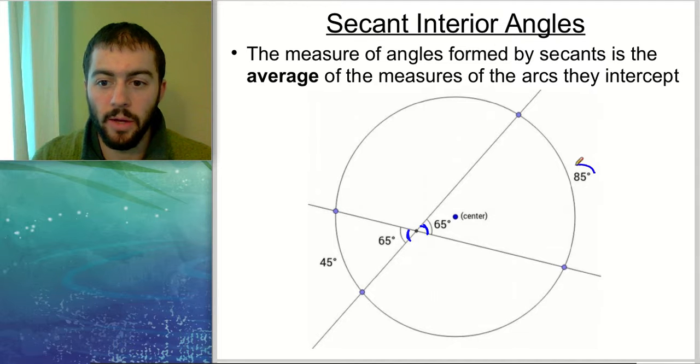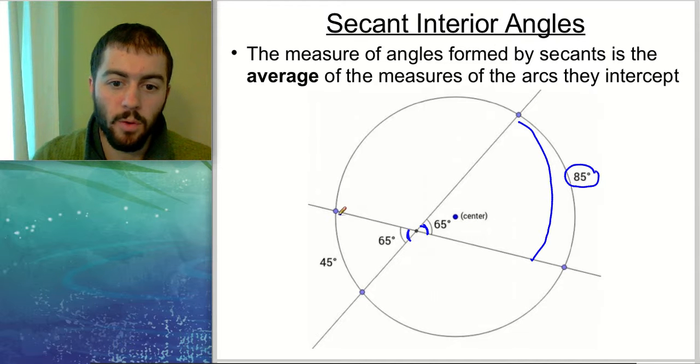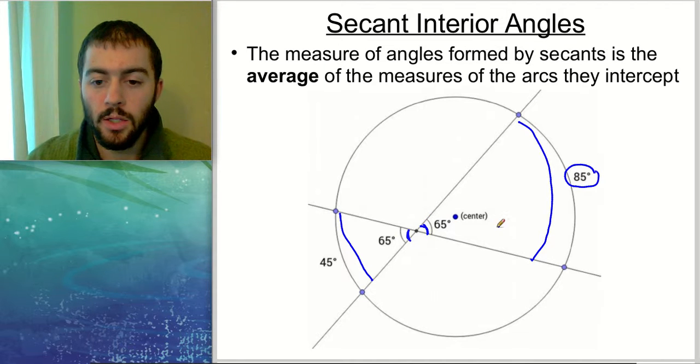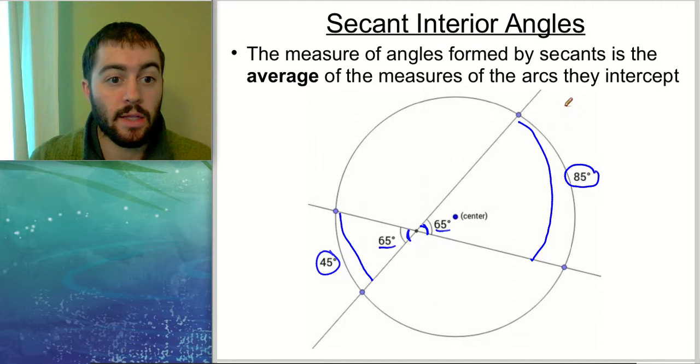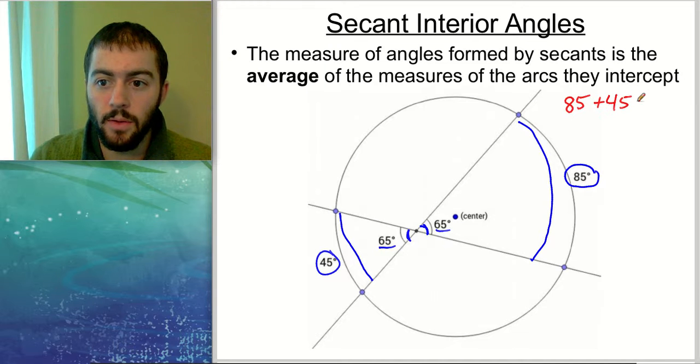So we have these two arcs here. We have 85 degrees that's intercepted by this bigger 65 degree angle, and then we have 45 degrees that's intercepted by the same 65 degree angle, but the smaller chunk of the pie here. So the rule is that we take the two arcs and we take the average of those two arcs, and that gives us the angle in the middle. Remember to take the average, we total up all the numbers that we have and divide by how many numbers that we have. So in this case, we'll do 85 plus 45 and divide by 2, because we're taking the average of two numbers.